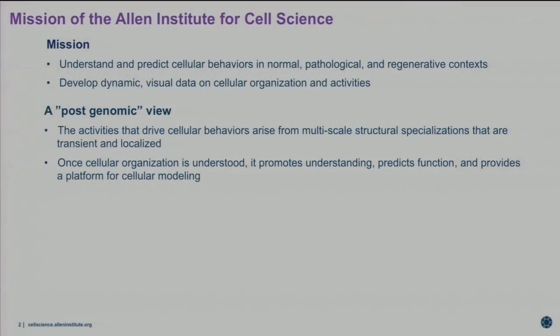And the need for this is because we've learned how to identify all of the parts in this genomic era, and of course we all know that it's very hard to figure out how those parts come together. And so we really want to emphasize that the activities that drive cell behavior come from multi-scale structural specializations that are transient and localized, and that's lots of words. But the point is, the cell has many different hierarchy of organization, which I'll show you in a moment. They have to all come together. They have to all be able to do the right thing at the right place at the right time, and that's difficult. And that does not come from knowing what the parts list is.